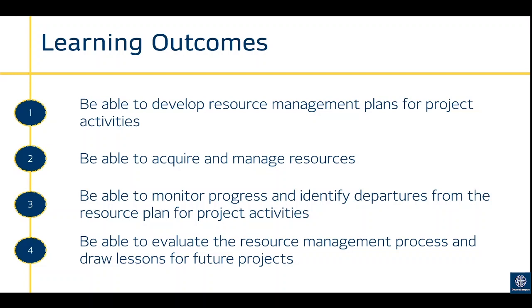Outcome 2 onwards is specific to the project delivery phases. Outcome 2 is being able to acquire and manage resources. Outcome 3 is being able to monitor progress and identify departures from the resource plan and for project activities. And outcome 4 is reflective, on you evaluating your resource management process and drawing lessons for future projects.